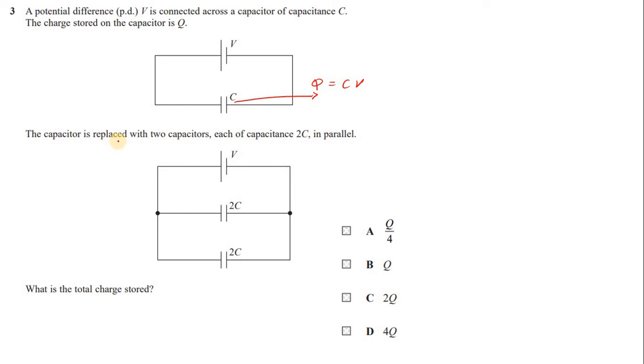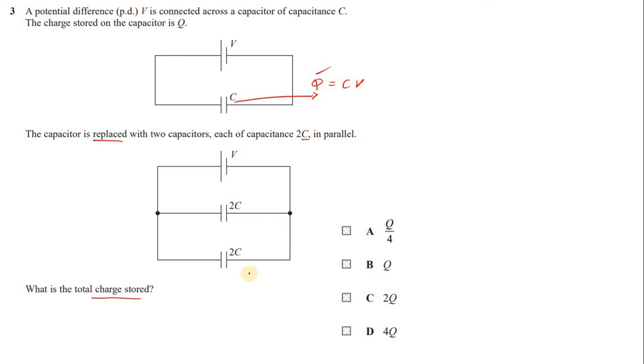Now the capacitor is replaced with two other capacitors of capacitance 2C each in parallel. This is the second diagram. What is the total charge now? Is it Q by 4, or Q, or 2Q? Meaning you need to give the answer in terms of the initial charge.